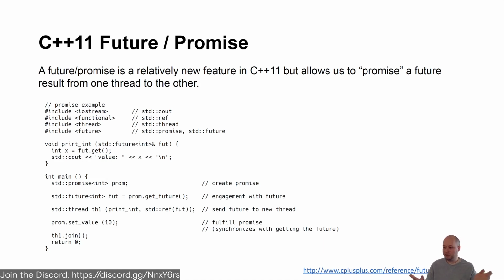It's basically just a bunch of condition variables and mutexes and locks. It just allows us to set a value that is then utilized somewhere else in our code in a synchronized manner. So this int x equals future.get is going to block until promise.set_value(10) is called, which is a really nice thing.